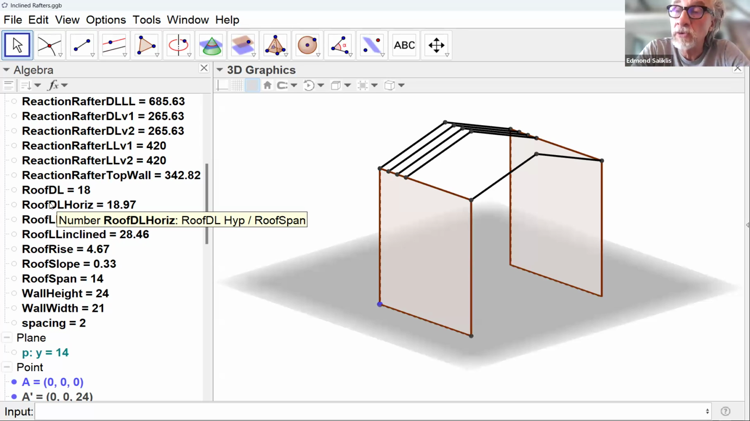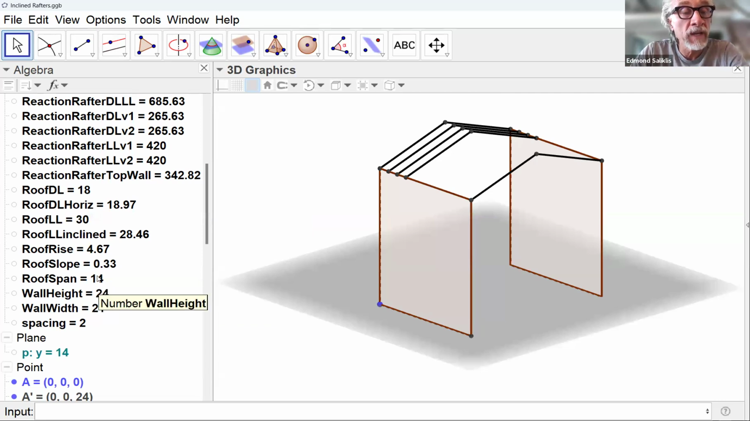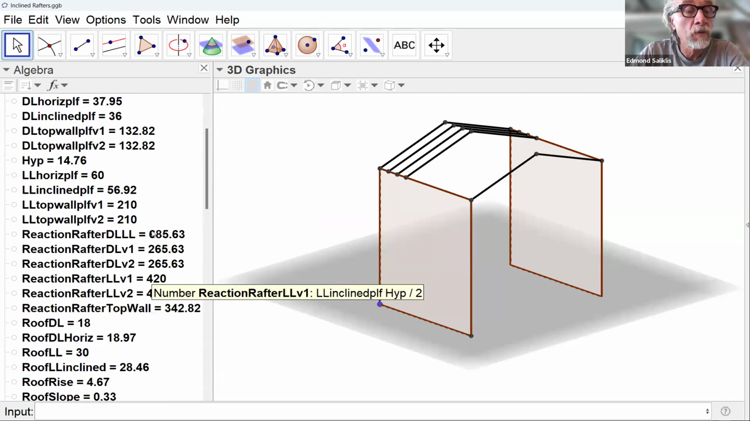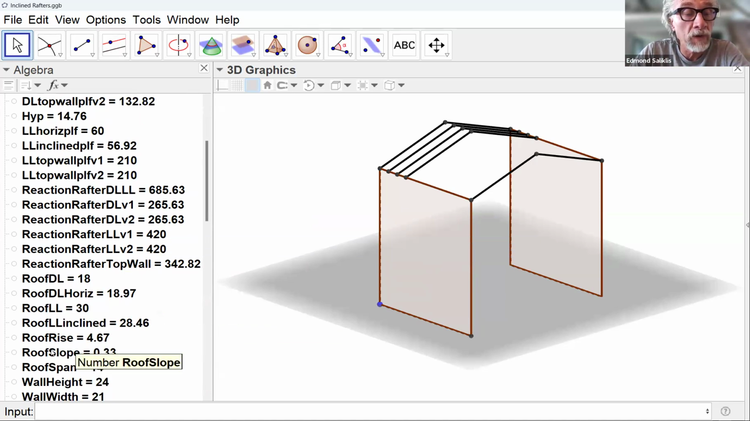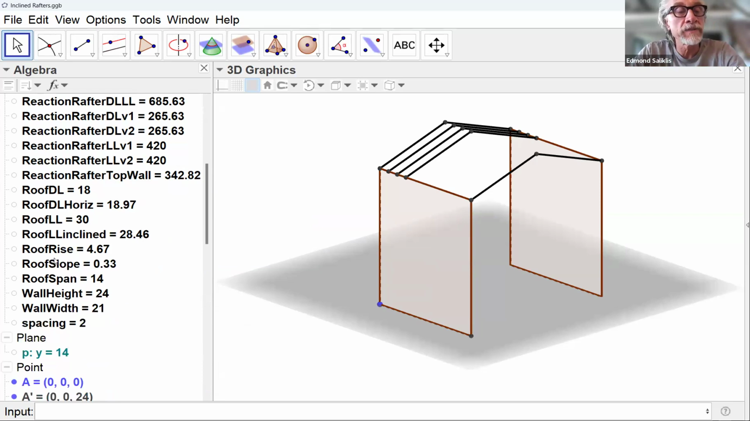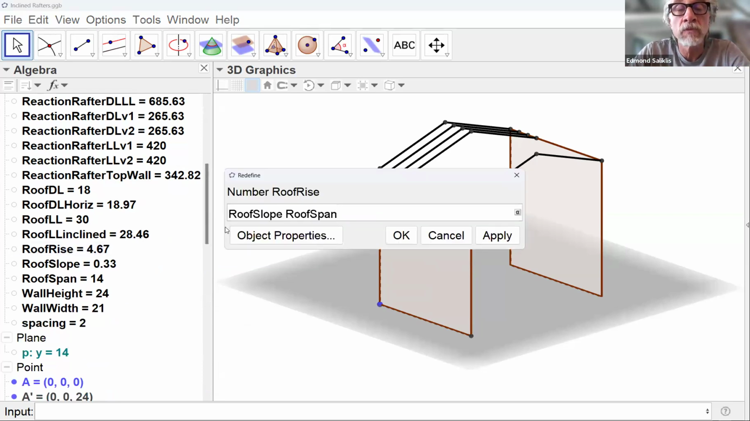I made the roof dead load horizontal. And how did I do that? I multiplied by the hypotenuse, the long number, and I divided by the run or the span, the roof span. So for me, the roof span was 14. And the roof rise was not given. I gave you a roof slope of 4 over 12 here, right? So roof slope was 4 twelfths. For you, it could be something different. Just use 4 twelfths. So the rise is 4.67. Roof slope times roof span is 4.67.